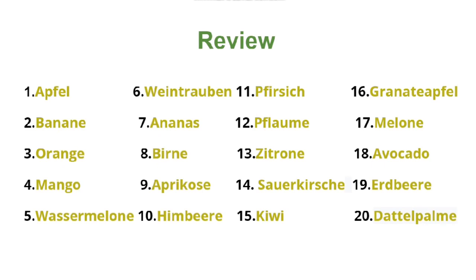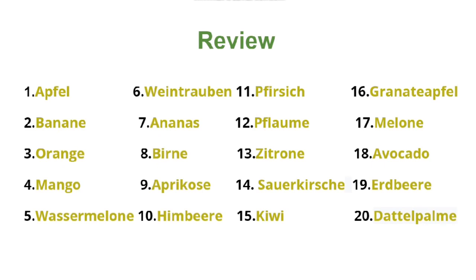Next is Mango. Here A gives the sound of A, that's why it is called Mango. Another one is Wassermelone. Here E gives the sound of A at the end, that's why it is called Melone. Now move to the next one, that is Weintrauben. Here comes the combination of A, U of German language that gives the sound of au, like Trauben. Weintrauben. Full word is Weintrauben.